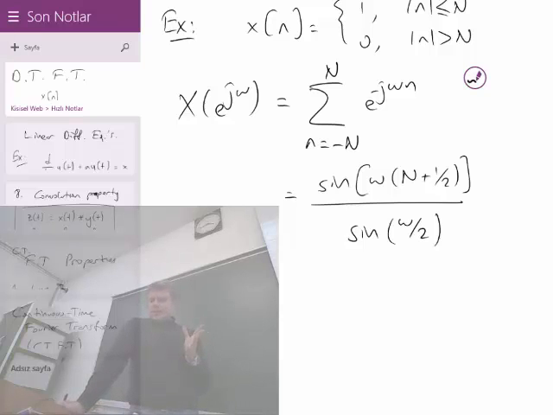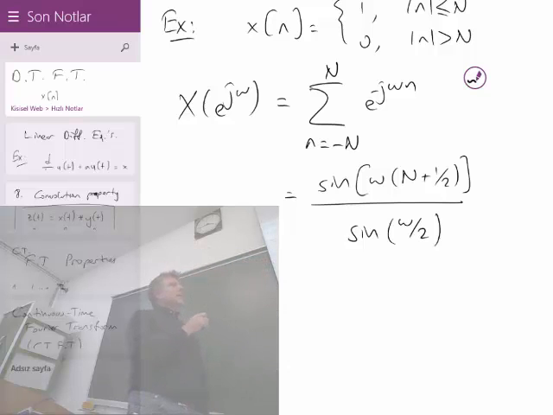Now the numerator is 2 pi periodic because it's sine of omega scaled, and the denominator is also 2 pi periodic. In fact, the denominator is pi periodic, so it's also automatically 2 pi periodic. Their ratio, what happens to their ratio?